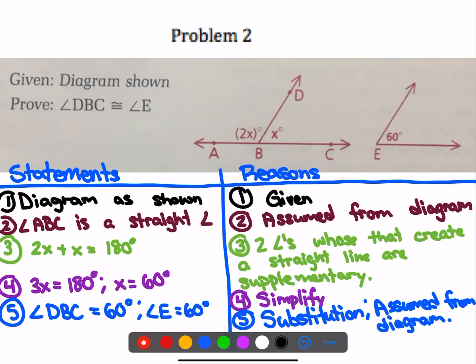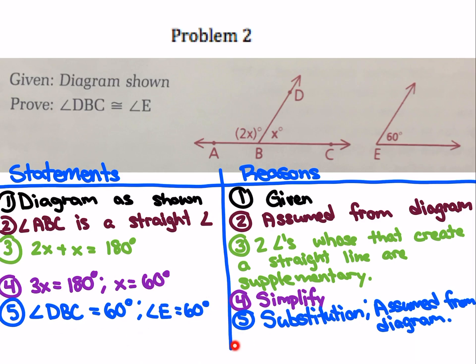So, here is the 2-column proof of it. Now, again, very similar to it. Diagram is shown as given. ABC is a straight angle. We have our equation and our solving here, simplifying and all that. And then also at the end, very similar as well. So, as we can see, they're very similar.